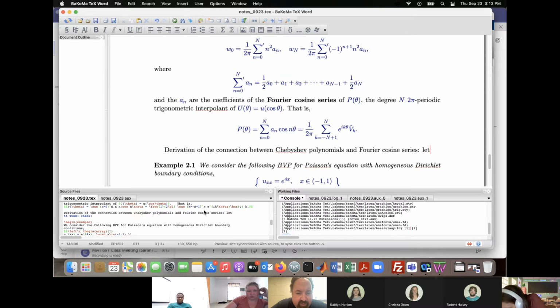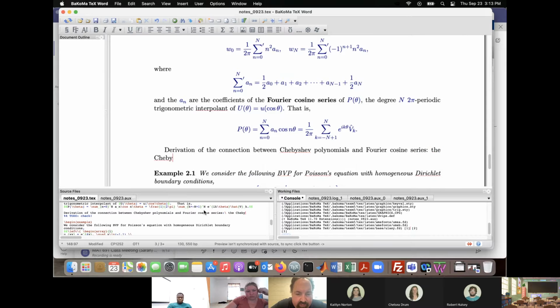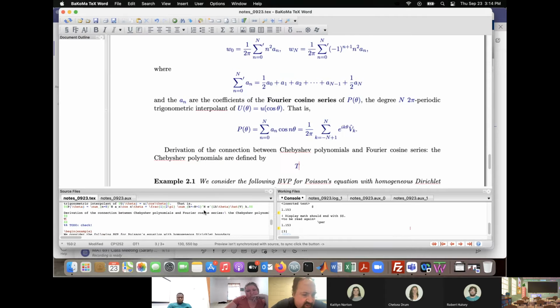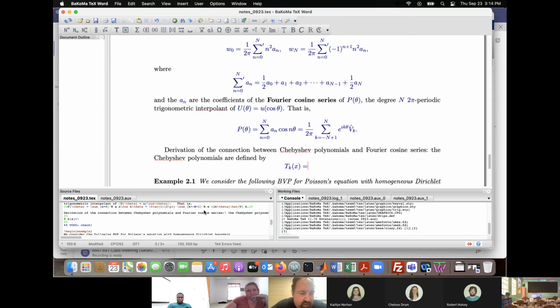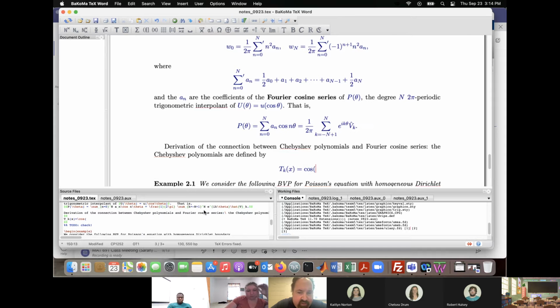Suppose we have... So Chebyshev polynomials are defined as follows. T_k of x is equal to cosine of k inverse cosine of x, where x is between -1 and 1.